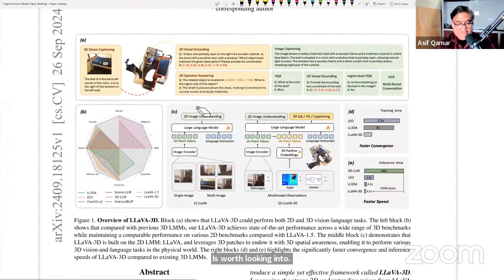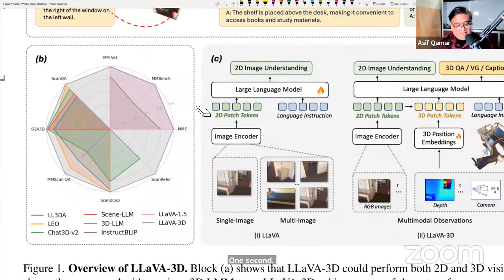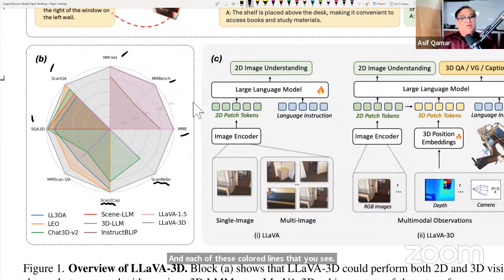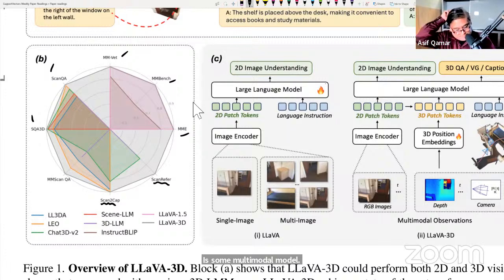Look at this image. Look at this radar graph. Each of these is a benchmark, and each of these colored lines that you see is some multimodal model, right? And you do notice that none of them seem to do well on everything. They do well on one thing, but not the other.